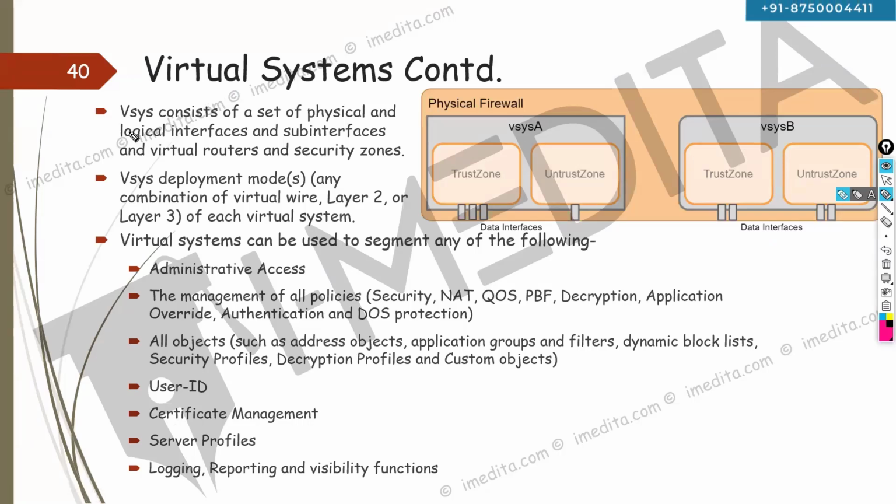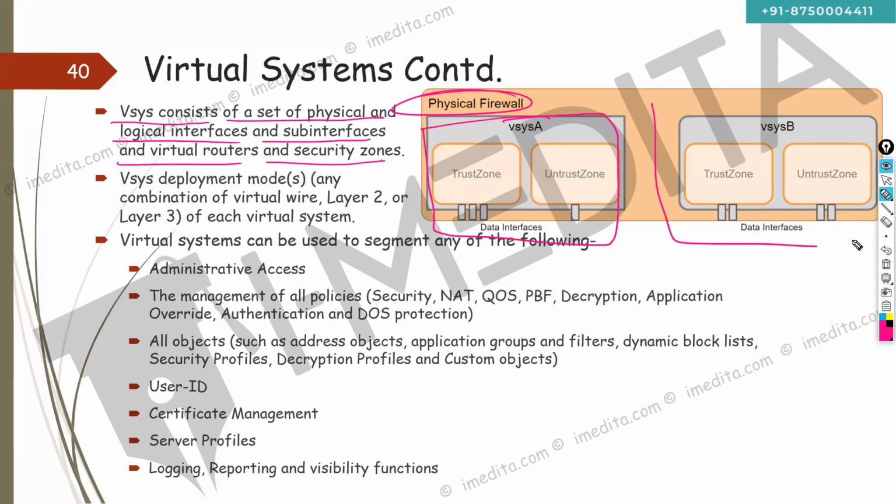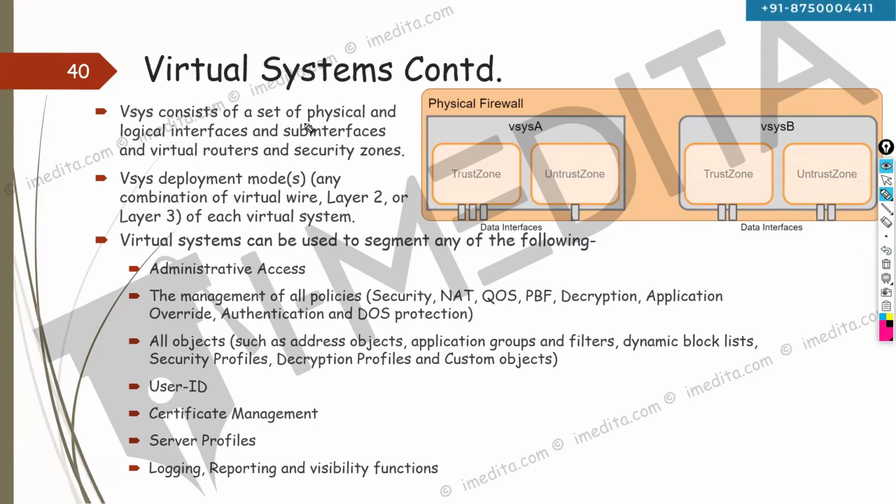A VSYS consists of a set of physical interfaces, logical interfaces, sub-interfaces, virtual routers and security zones. But till now we have not gone through zones, so just remember it. We can break down a physical firewall into virtual firewalls. These are called VSYS. Each VSYS consists of its own interfaces.